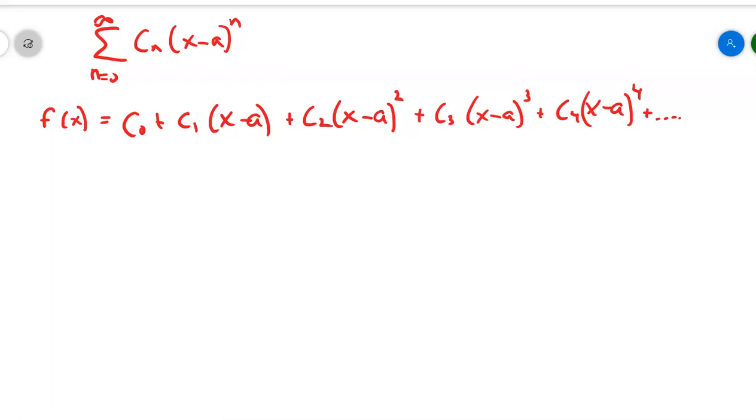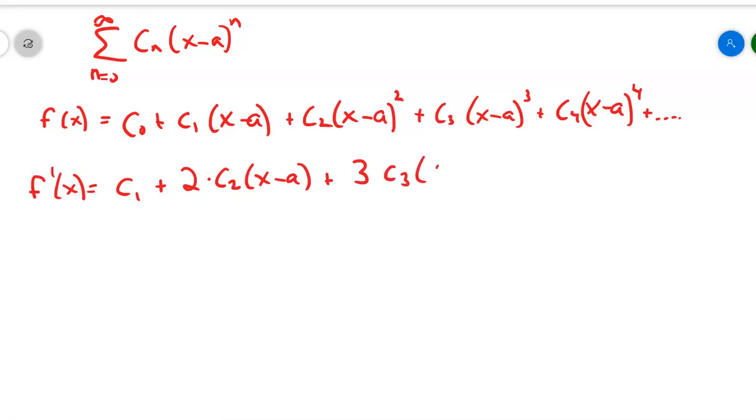All right, the first thing I'm going to do is I'm going to take the first derivative. So the first derivative, well, that constant's going to go away, right? Over here, c sub 1 times (x minus a), when I derive it, the c sub 1 times a is just a constant. So really what I end up with for the first term is just c sub 1, right? The derivative of c sub 1 times x is c sub 1. The second one then, I'll use the power rule, right? 2 times c sub 2 times (x minus a) to the first. The next one will give me 3 c sub 3 times (x minus a) to the second. I'll get 4 c sub 4 times (x minus a) to the third, and so forth.